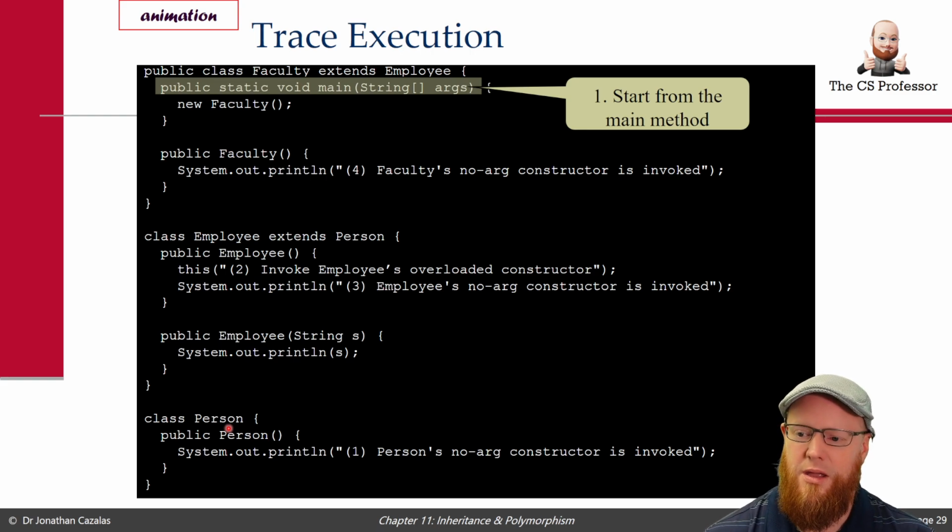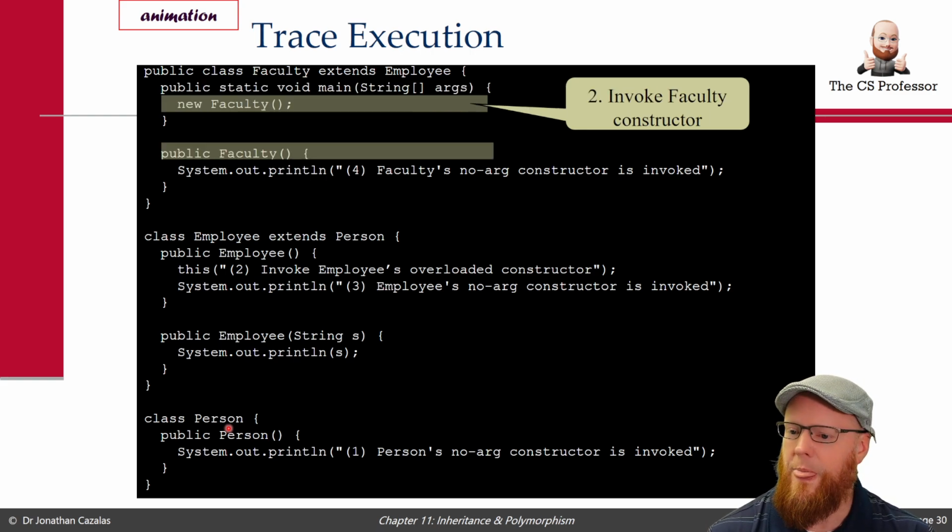Step by step, here's our main, our starting point. We make a new faculty object. We're not even worried about saving the result of that object into some other reference variable. That's not the purpose of this example. We're just going to make a new faculty object, which means we're going to come to the faculty constructor, because again, we're inside the faculty blueprint. Well, here's the faculty constructor.